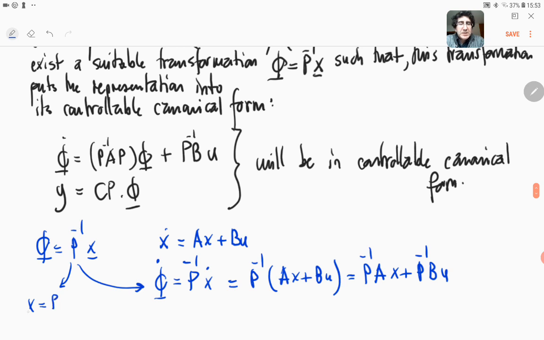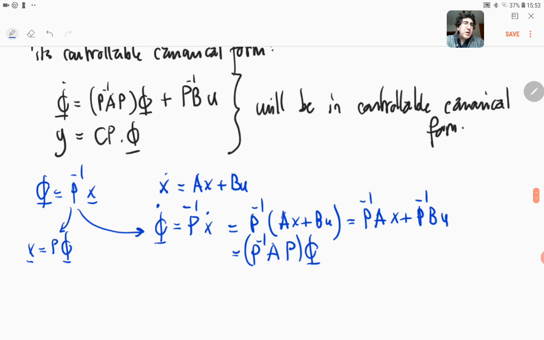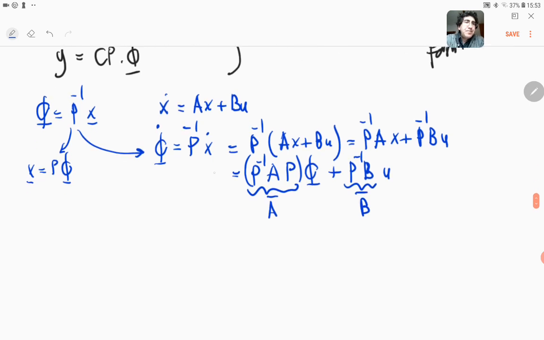So I'm going to have x equal to P times phi. If I replace it here, I'm going to have P to the power minus 1 A P phi, so here's your new A tilde matrix or A bar matrix, plus P to the power minus 1 B times u. And this is your B bar matrix, your new B matrix. So this is phi dot. That is your new state equation.